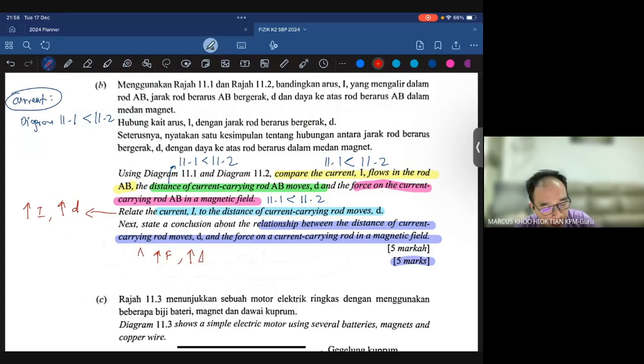Okay, I'm going to put a star in this question, just to remind you that the order of the relationship is very important. The bigger the force, the bigger the distance. Don't switch it the other way. Okay, be very careful about this.